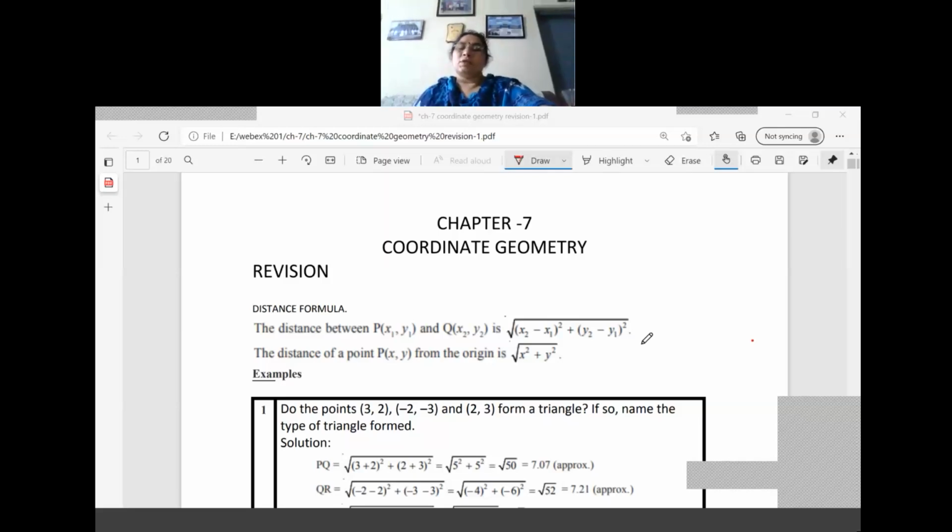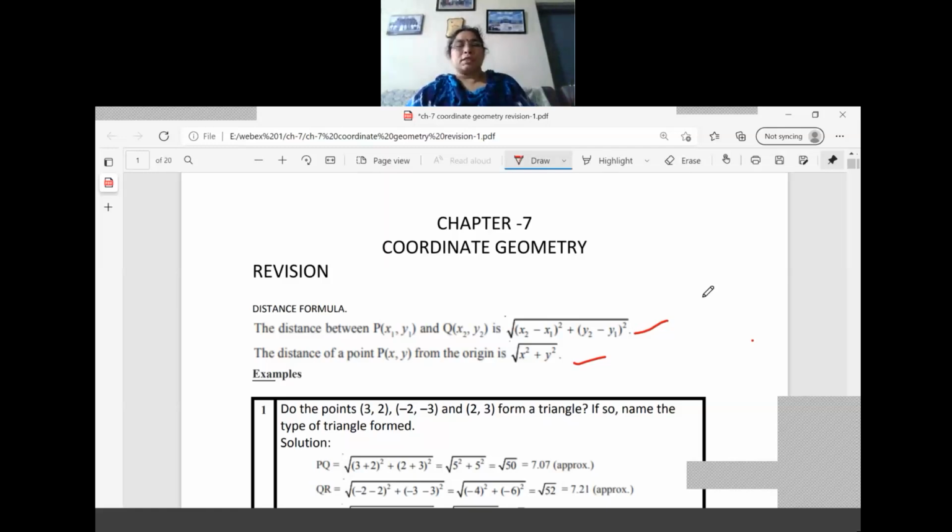So when the distance between two coordinates is given, it is root of (x2 minus x1) whole square plus (y2 minus y1) whole square. And when one coordinate is the origin, we can directly write root of x square plus y square, right? So these are the two formulas. Based on this I'm doing the revision today.